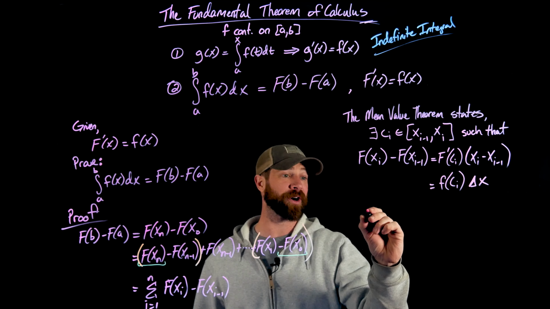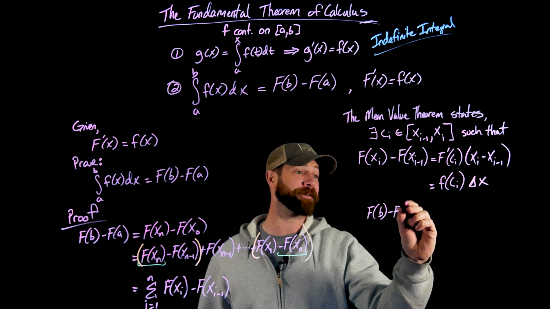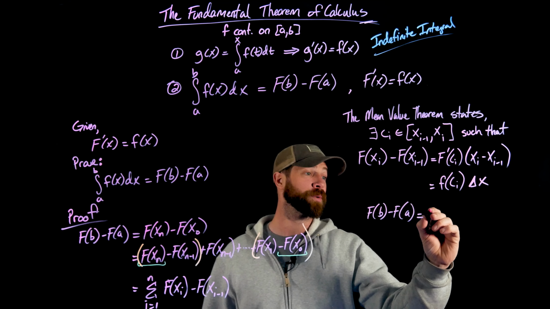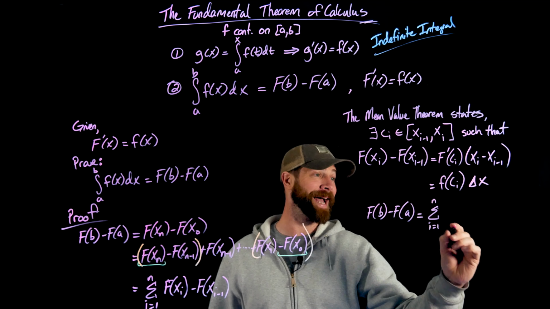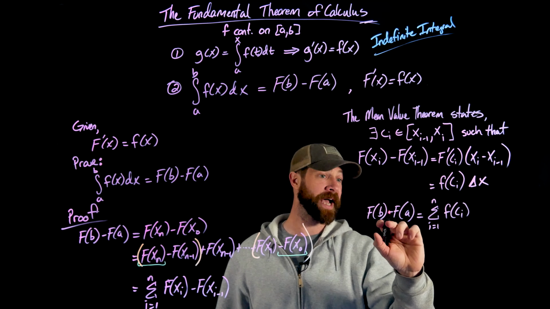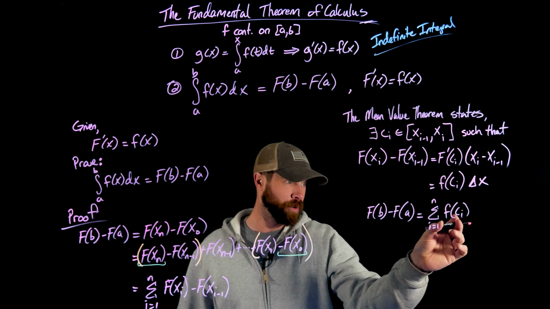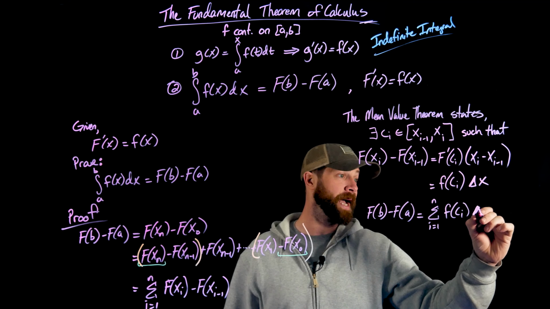So let me write this all out real fast. We have big F of b minus big F of a now equals the summation from i equals 1 to n of f of ci. Now little f, right? Now we have little f in here, or the original function instead of the antiderivative. And then delta x.